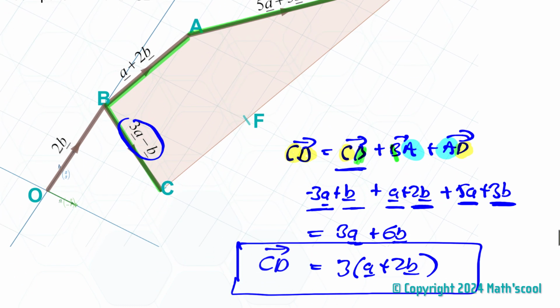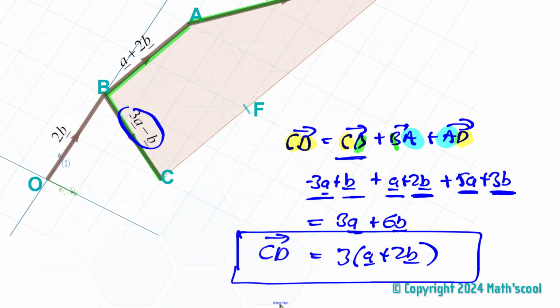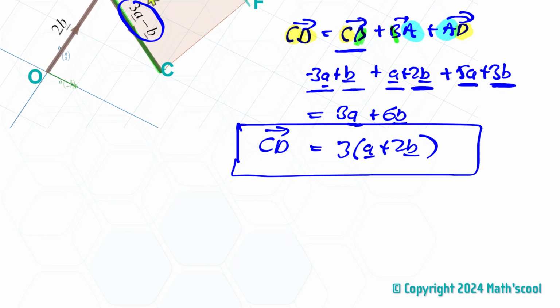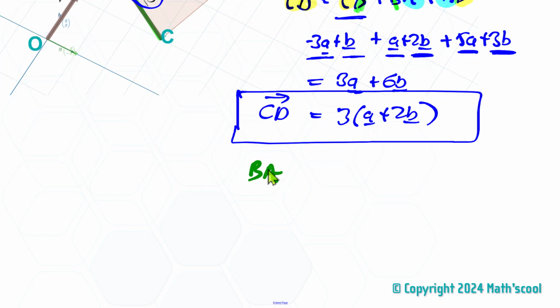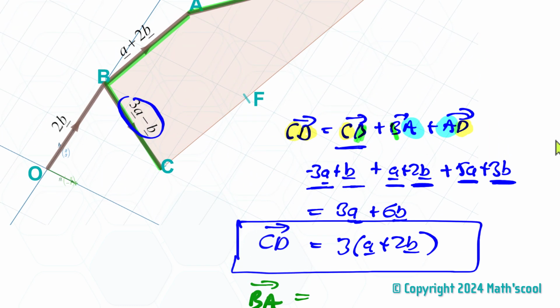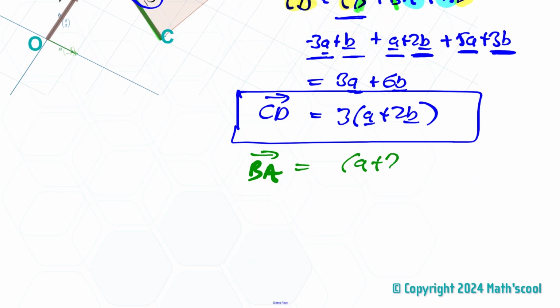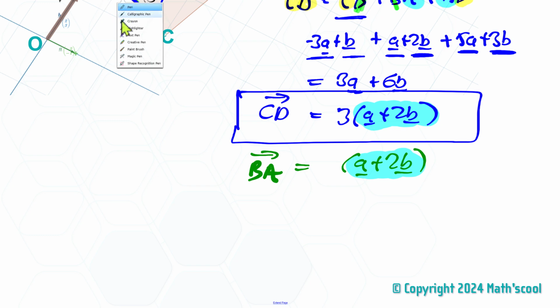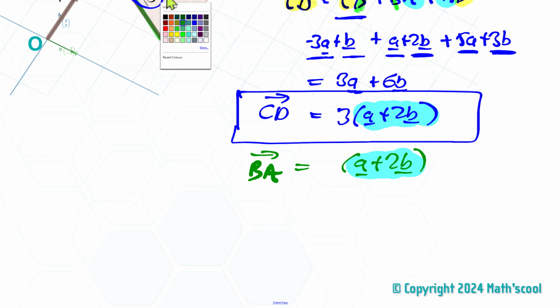Okay, so BA was this vector here. Let's just write it underneath. BA, B to A, I'm on thick pen, was this vector here, which was a plus 2b. And the first thing you notice is that these are the same. The bit inside the brackets is identical. And that immediately tells you that they're parallel vectors. And then this doesn't have a number in front of it. We can just give it a number 1 then. I'll just put it in pale grey. Just put a little 1 there.